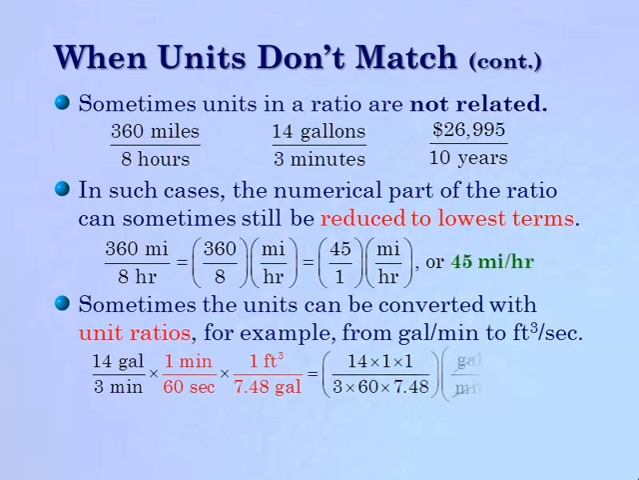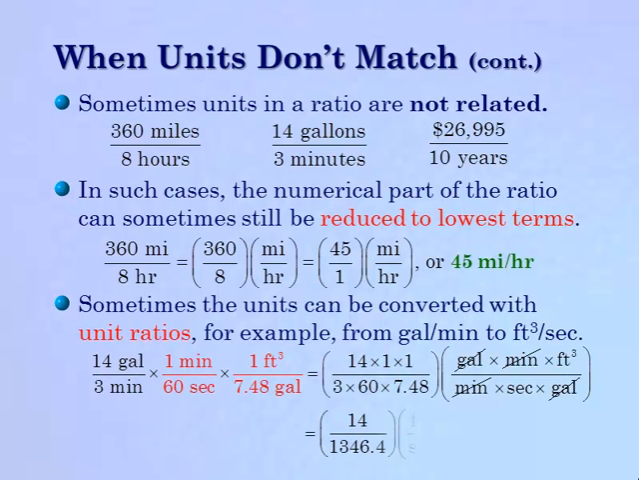For example, and you've seen this in the previous modules, when we take 14 gallons per 3 minutes ratio, multiply it by the ratio of 1 minute over 60 seconds, which will effectively change the minutes to seconds, because we know that the minutes will cancel, and multiply by 1 cubic foot per 7.48 gallons, noting that the gallons will cancel, leaving us with cubic feet. So we multiply all the values together and the units together, and as we planned, cubic feet and seconds are the only thing that remains in the units.